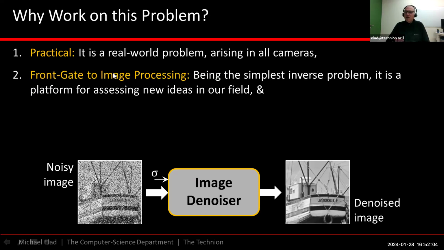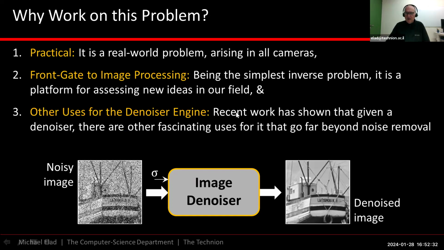Secondly, image denoising is the front door to image processing. Whenever a new idea is brought to image processing, whatever it is, people are trying it first on denoising to see whether it qualifies, whether it deserves the attention. And only then they move on. So being the front door to image processing clearly means that many visited it in their process of developing new concepts in image processing. And there is a third reason, and you're already seeing a glimpse of it.